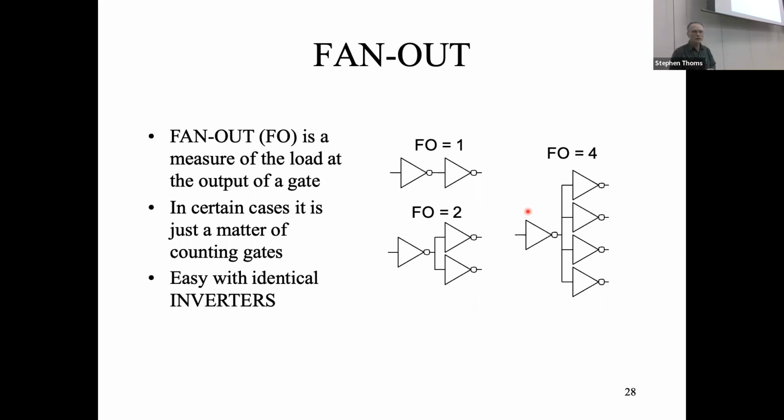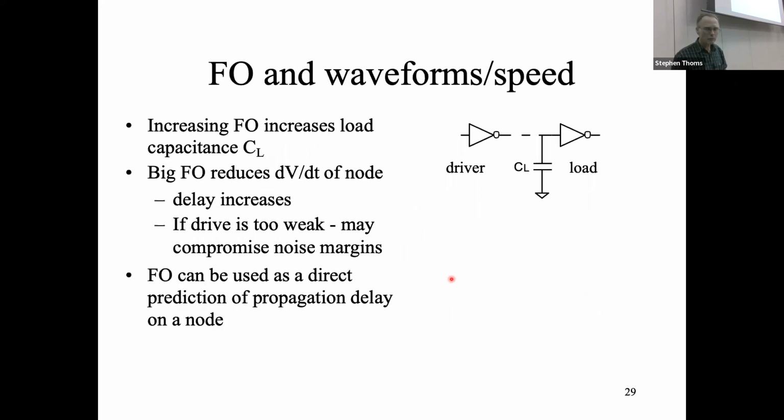So if you've got one gate driving one gate up here, then the fan out is one. So you've got one inverter driving another inverter. We define that as a fan out of one. If it's driving two inverters, then it's a fan out of two. If it's driving four inverters, it's a fan out of four. And so in this simple case, it's just a matter of counting the gates. So it's easy with identical inverters, but of course, when you're building a circuit, your circuit isn't going to be just made of identical inverters. So we need to think a bit more generally about how that works.